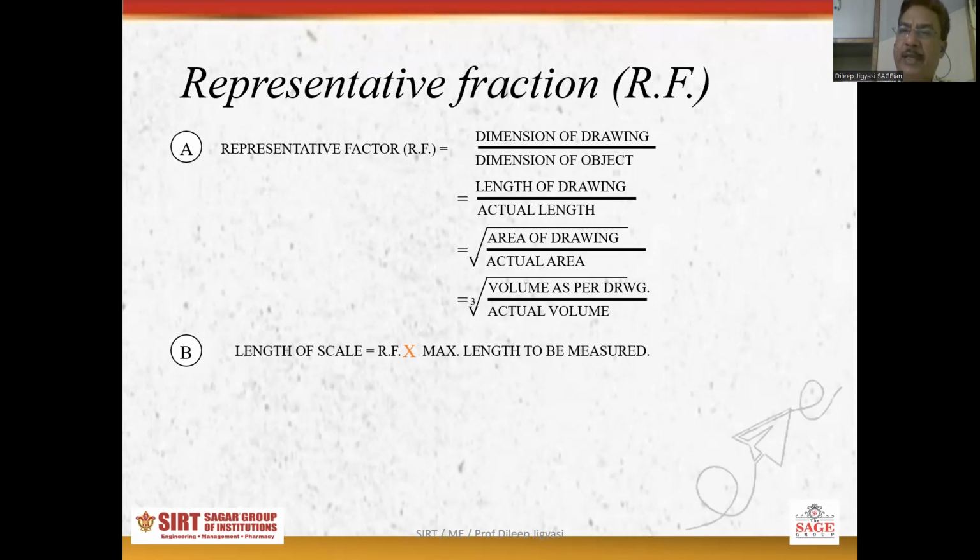Without RF, there will be no scale. So RF is one of the most important things. After getting the RF, we find out the length of the scale. Length of the scale will be RF multiplied by the maximum length to be measured.